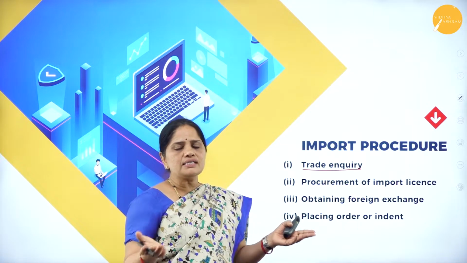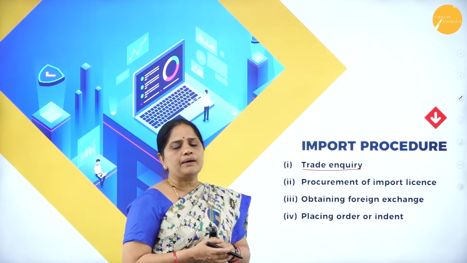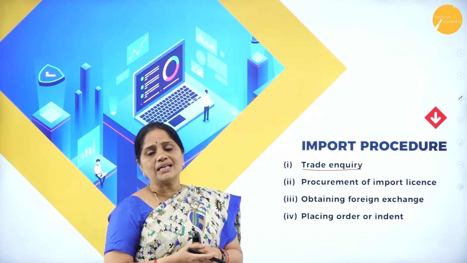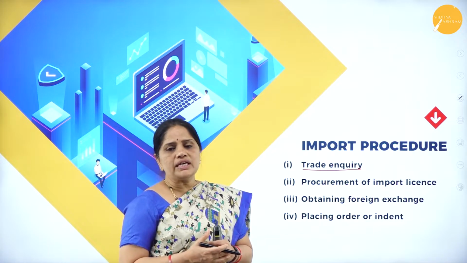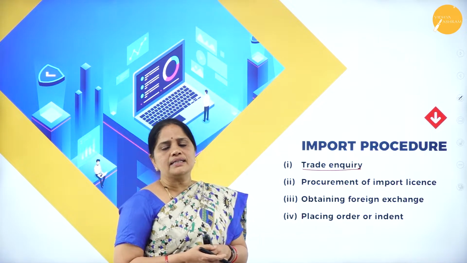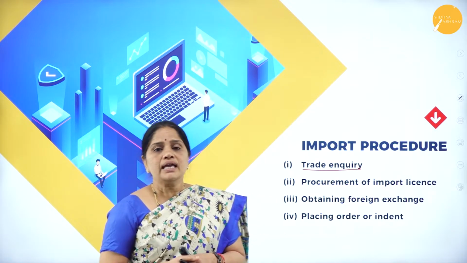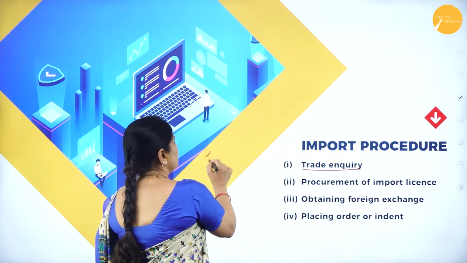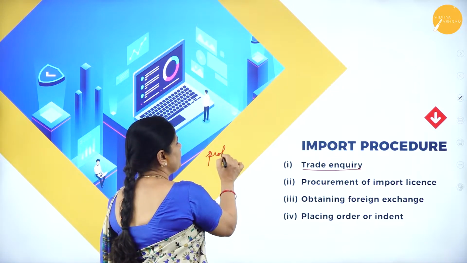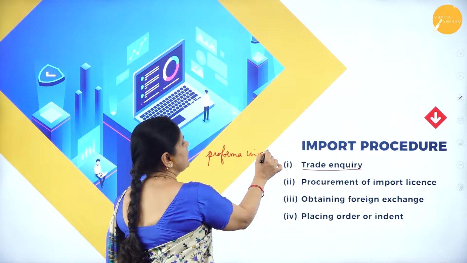Then after receiving the reply from all these exporters, he will pick the best one, the one which is favorable to him. Now in this trade enquiry, when the exporter receives an enquiry from the importer, he will prepare a document called the pro forma invoice. Now what is this pro forma invoice?